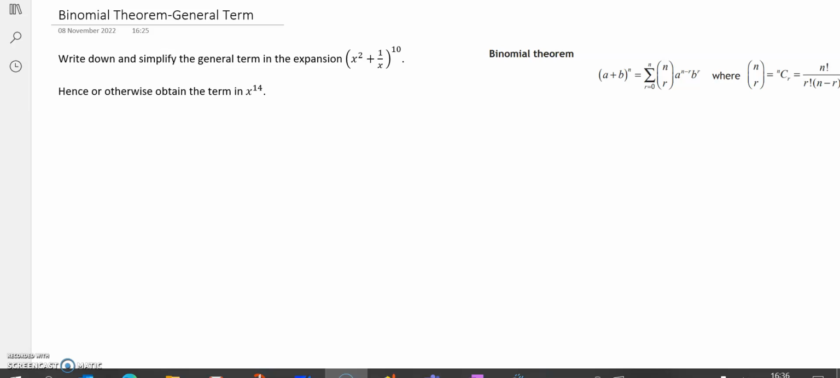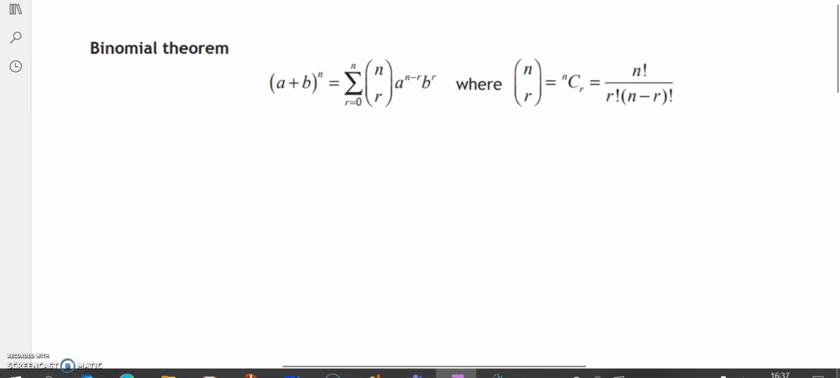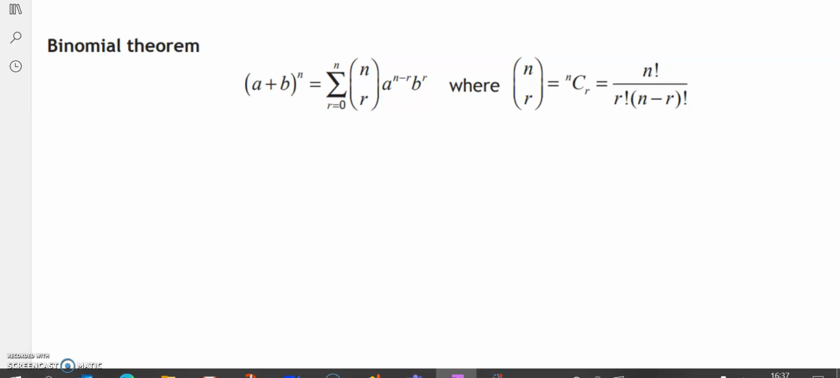In this video, we're going to have a look at how to use the binomial theorem to figure out the general term of a binomial, and then how to use that general term to find a particular term. So on the right here, I've got the binomial theorem. This is given to you on your formula list. When you expand a binomial, you can write it in this form here: n choose r, a to the n minus r, b to the r.